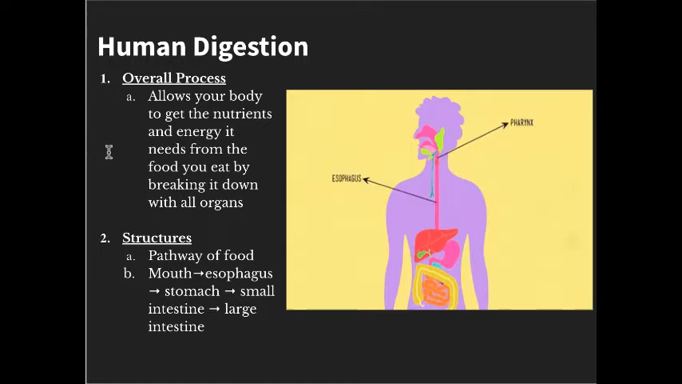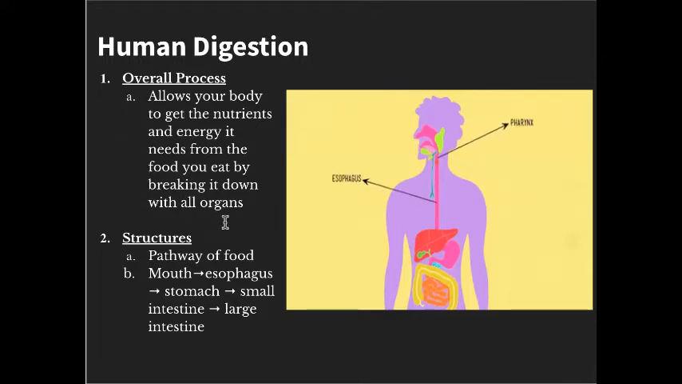Hey guys, welcome back. We're going to continue our look at digestion by focusing specifically on the human digestive system, again, in a means to compare it to the systems of other animals. We want to be comparative when we think about these things. So, what's the overall process here?